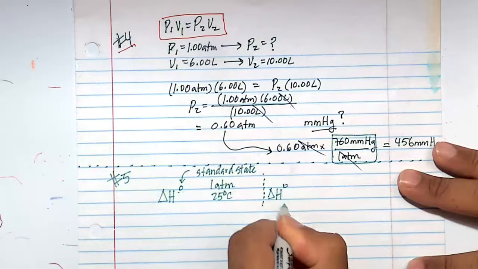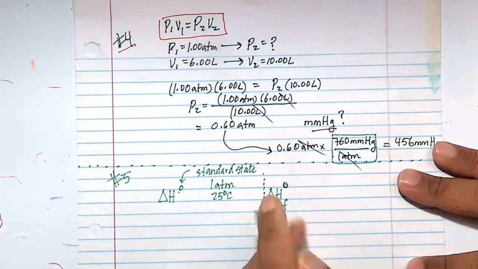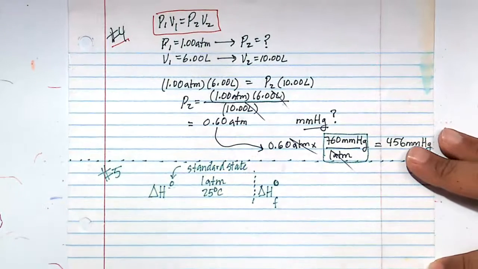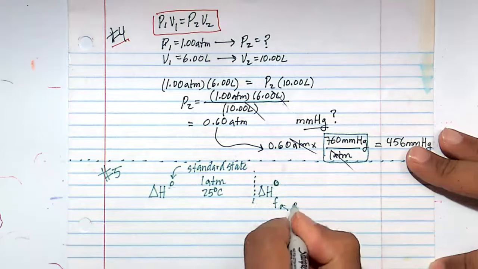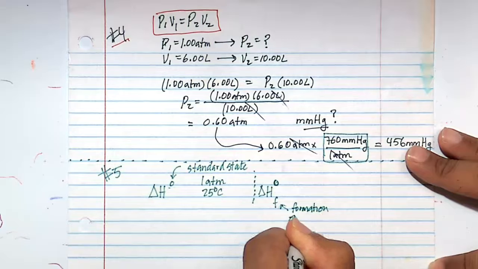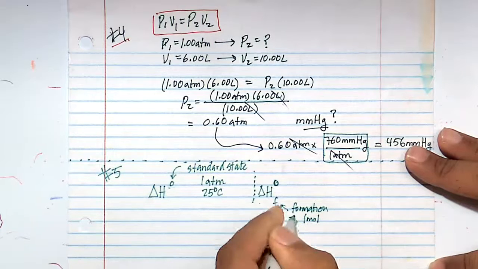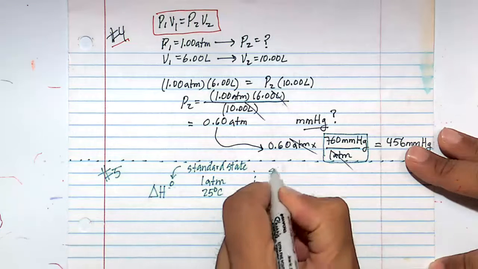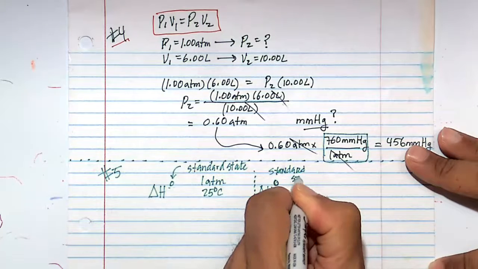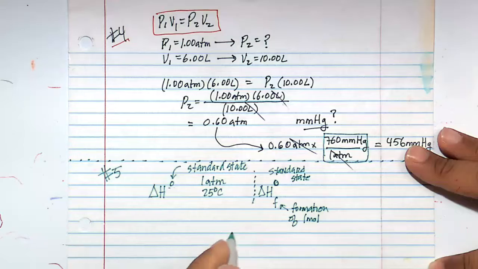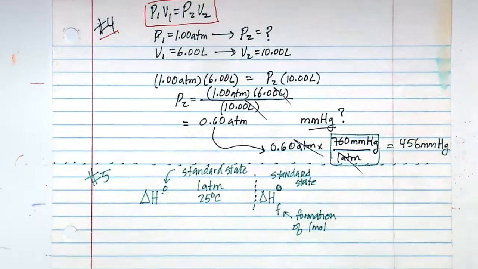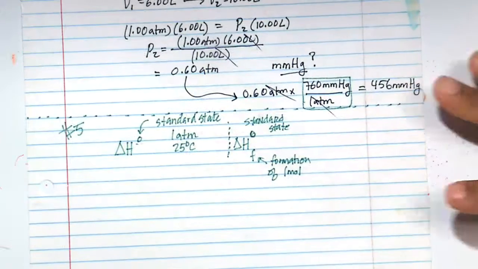Another type of delta H is standard state, and you're forming 1 mole. This F stands for formation of 1 mole, and this is something you look up in the back of the book, or on the internet. This is called standard enthalpy of formation. You don't really memorize it, you just consult it.